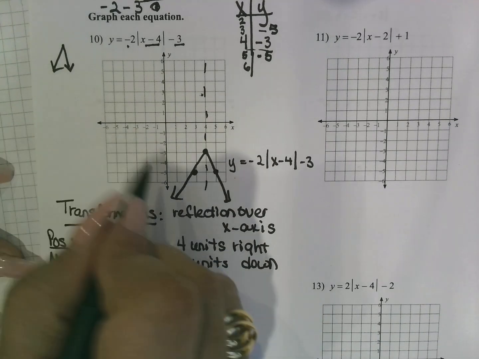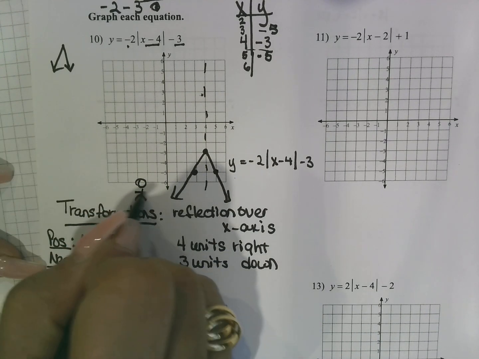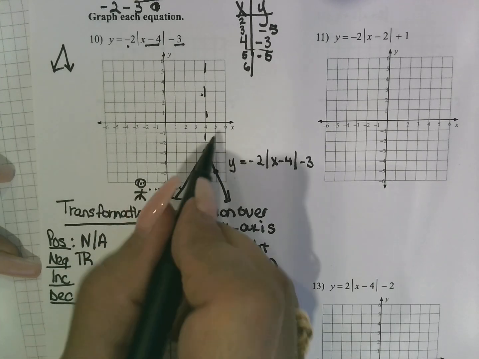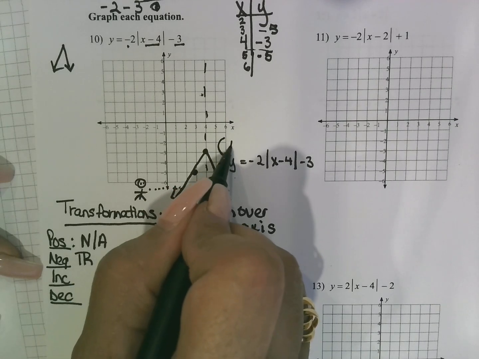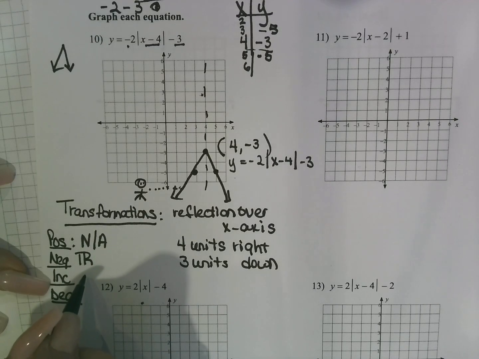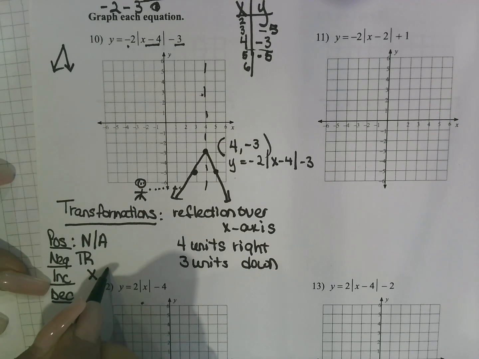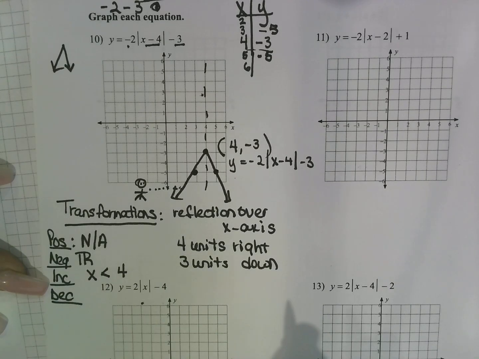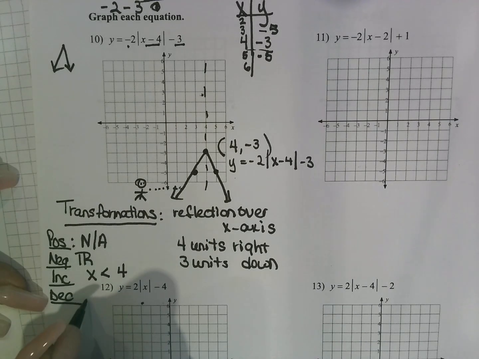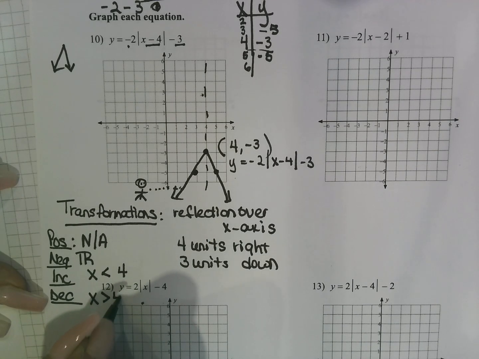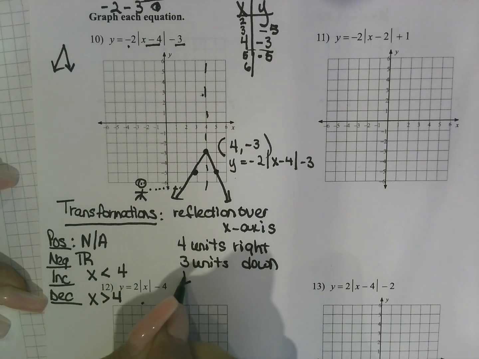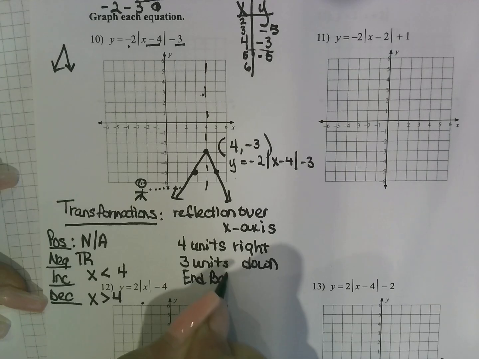Increasing, remember the little guy that I told you about as he's walking towards the function? When he gets here, the function starts increasing until we get to the vertex, which is (4, -3). So it is increasing while x is less than 4. And then once the little guy reaches the top, he starts sliding down, so it is decreasing when x is greater than 4.